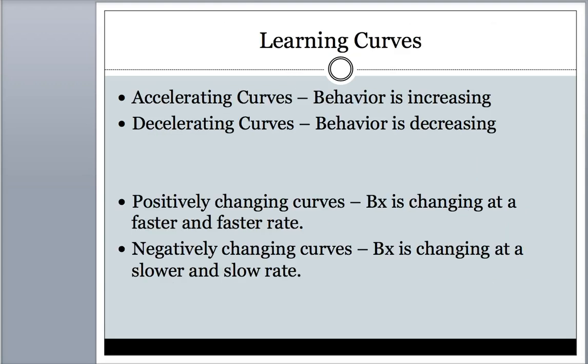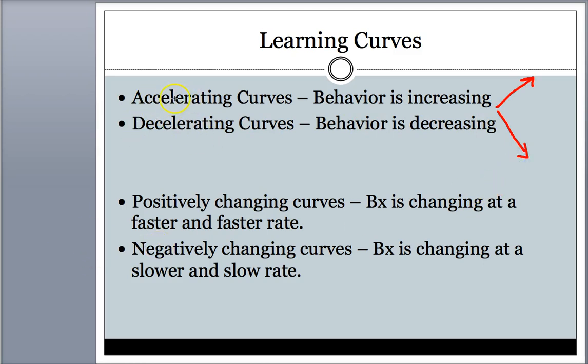Okay, so learning curves can be divided into 2 big categories. The first one is whether or not the curve is accelerating or decelerating. Accelerating curves mean that behavior is starting out low and increasing. And a decelerating graph means that behavior is starting out high and decreasing. Okay?